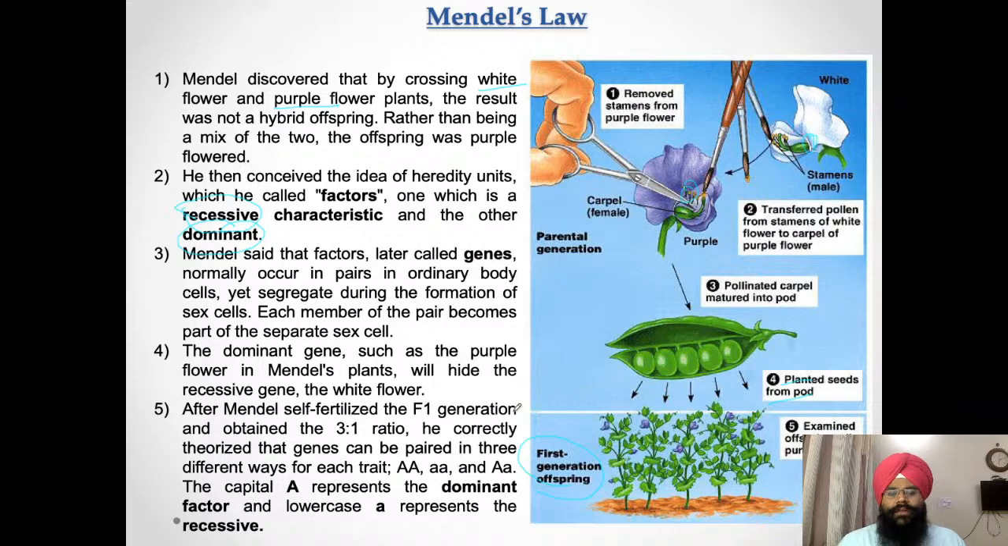And after that, Mendel self-fertilized the F1 generation, and he obtained the ratio of 3 is to 1. And then he divided the ratio into different parts, that is capital A, small a, capital A, small a. So capital A represents the dominant factor and small a represents the recessive character. That's how he brought the dominant and recessive characters into the F1 generation, which was self-hybridized, and then he brought out this recessive, dominant, and this was a hybrid one.